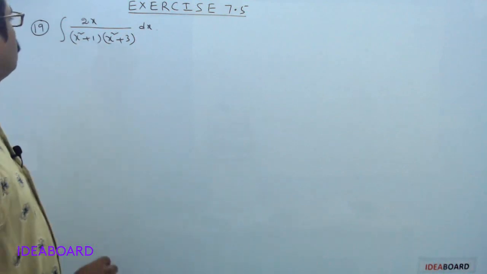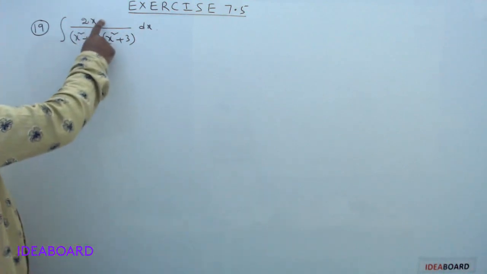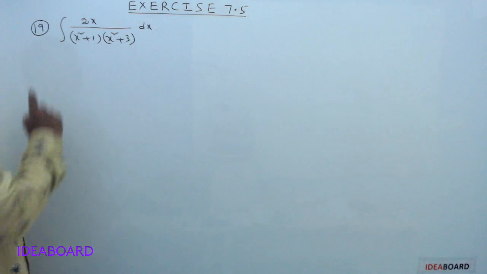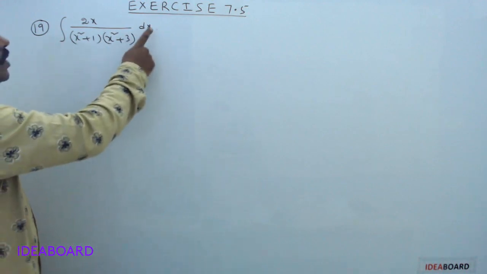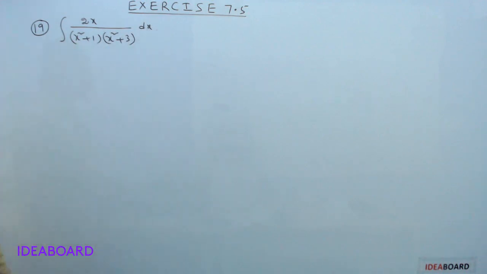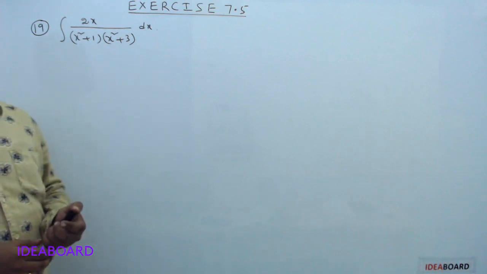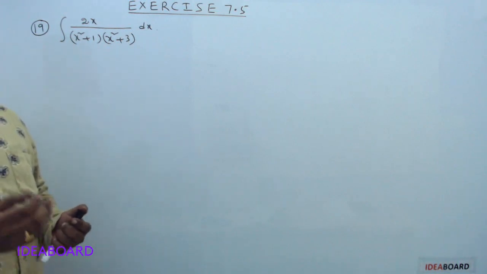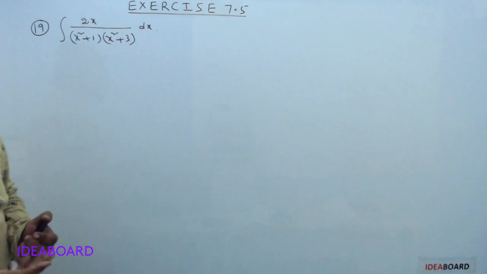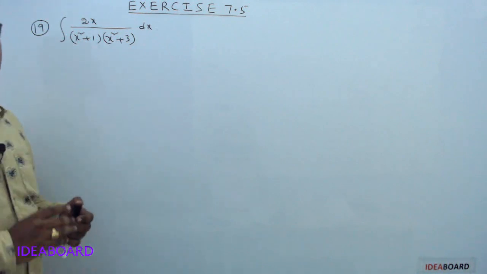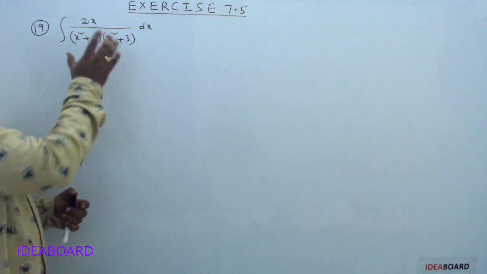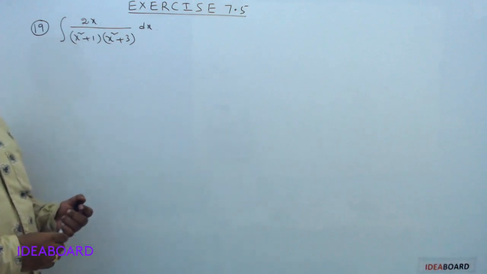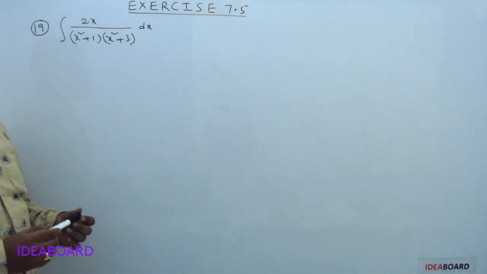Now come to the next question. Integral 2x divided by (x square plus 1) into (x square plus 3) dx. This problem is also an application of type 1 partial fractions. It means if you take some substitution, then it will be reduced into type 1 partial fractions. Now what is the substitution?